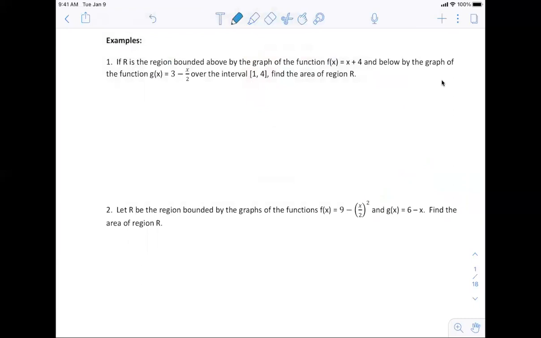So what we need to do is the integral from 1 to 4 of f of x minus g of x dx. So for this problem, that's going to be 1 to 4 of x minus 4 minus 3 minus x over 2 dx. Notice the use of parentheses here. It does matter because we need to make sure that we distribute that negative.